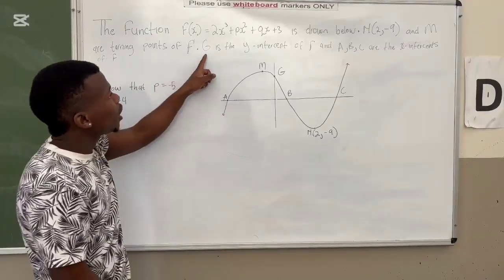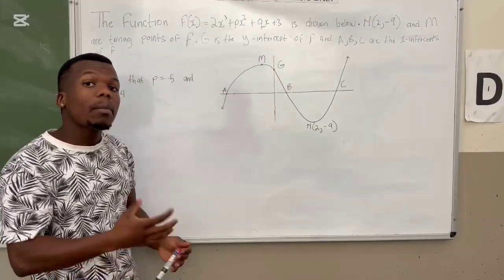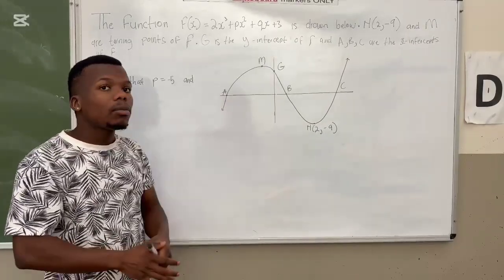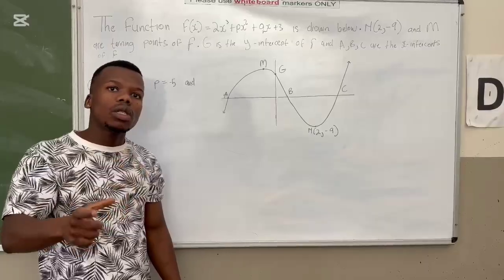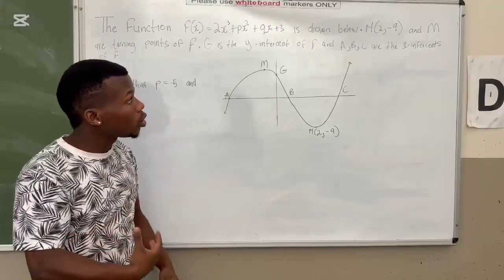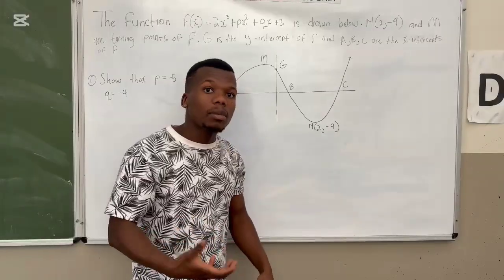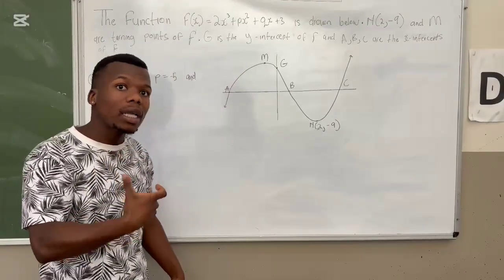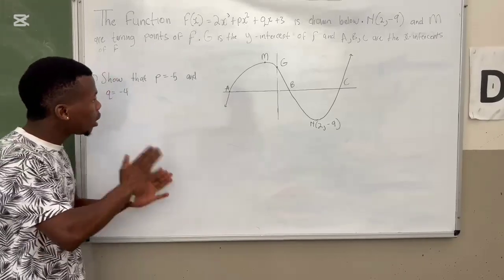It further says that g is the y-intercept of our function f. Remember something: for the y-intercept, the x value is always equal to 0. And they say that a, b, and c are the x-intercepts. For the x-intercept, you know that y is always equal to 0.